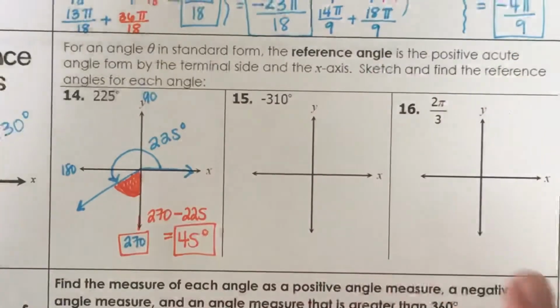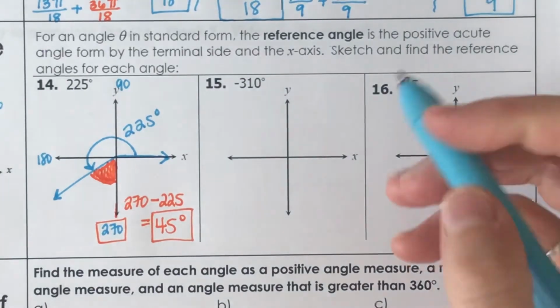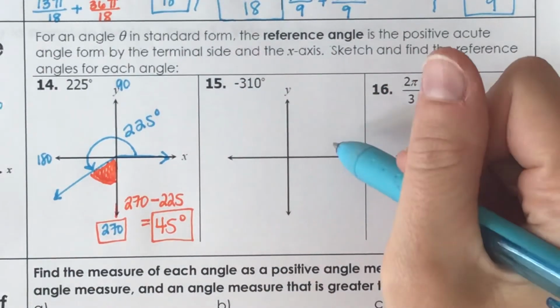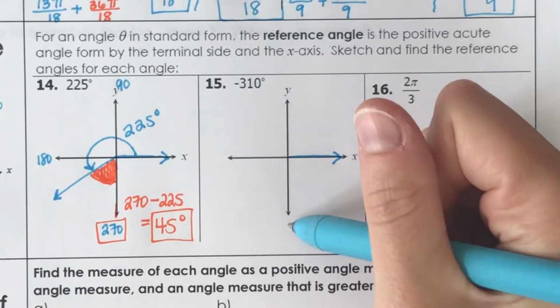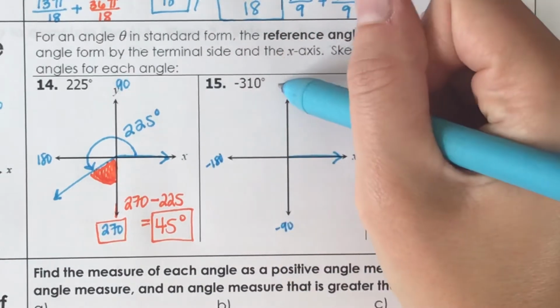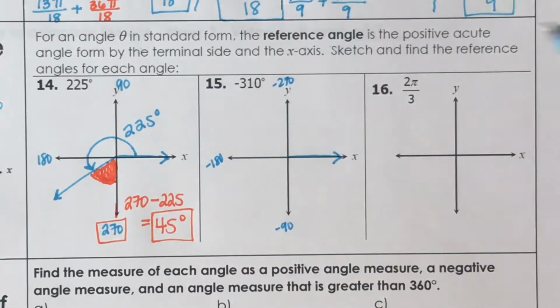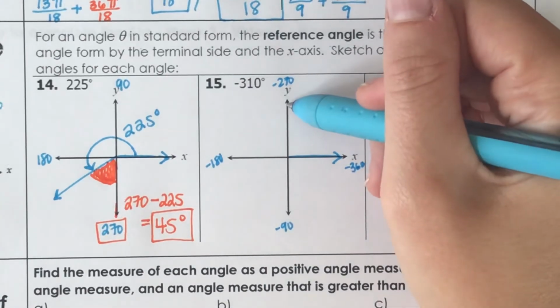Next one is a negative 310 degrees. So because it's negative, I'm going to be going clockwise. Now, if I'm thinking about this going the opposite way, so I start here, right? Let's say that this would be my negative 90, negative 180, negative 270. This would be 360, but I'm definitely not at 360. I'm past 270.